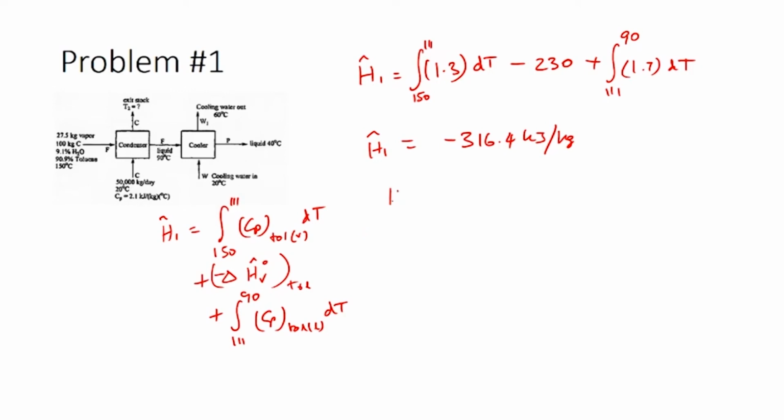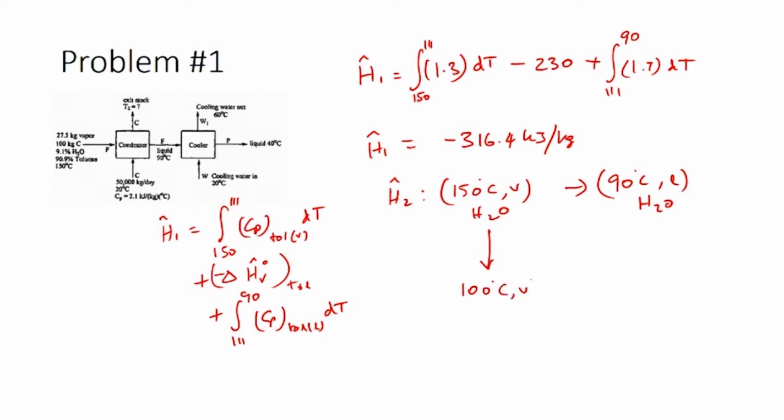Now, we need to identify H2 cap. So, H2 cap is again the change in enthalpy for water from the reference state which is 150 degrees Celsius vapor. From there water goes to the outlet condition which is 90 degrees Celsius liquid water. So, from here to here you have both change in temperature and phase. Again you build a similar hypothetical path where it is first cooled to the boiling point of water which is 100 degrees Celsius vapor, and from here it changes phase to form 100 degrees Celsius liquid.